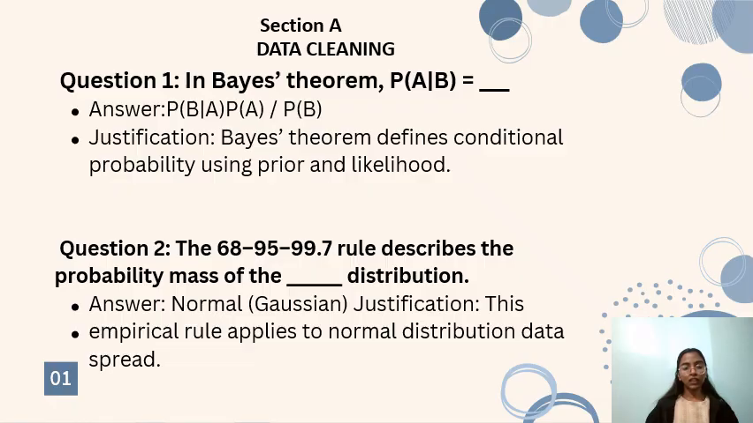Let's move next toward question number two. The 68, 95, and 99.7 rule describes the probability mass of the dash distribution. The answer is normal distribution. It is an empirical rule which is applied to normal distribution only, because this rule explains how the data is spread around the mean.